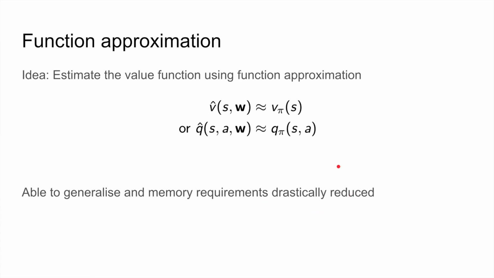So if you have a lookup table, then you need a table of a size which is equal to the number of states or the number of state action pairs that are possible. But in this case, the size that you would require is just the number of parameters or the size of the function that you are using. So for instance, if you were using a neural network, then that would be basically the total number of neurons in your neural network, and so on.